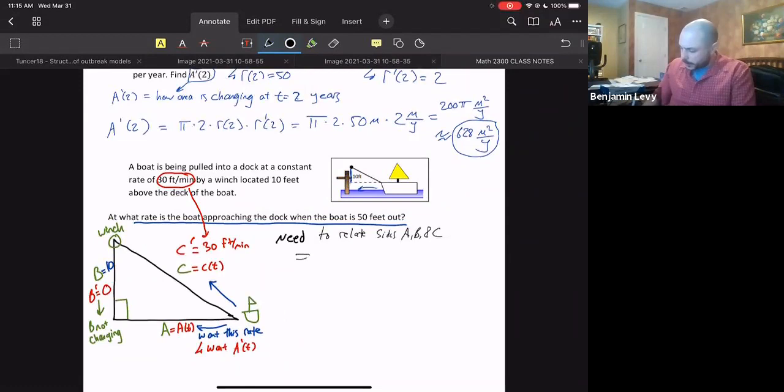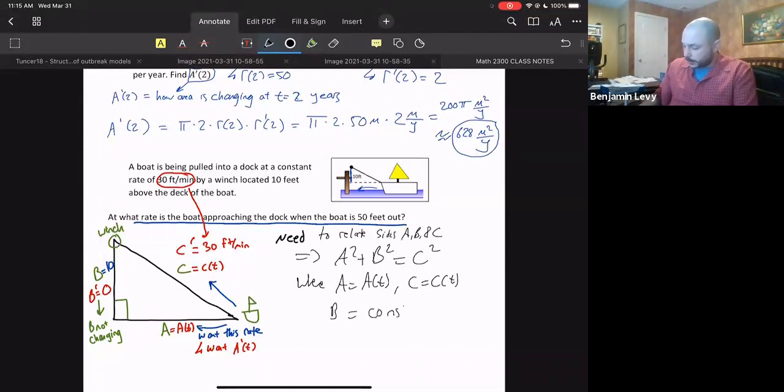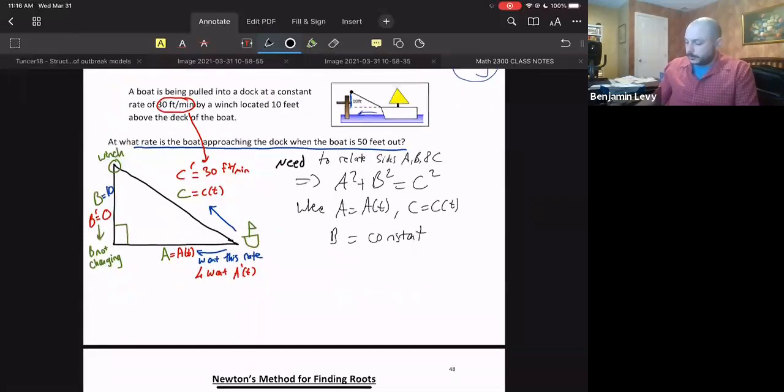I'll probably need to go on another page anyway, so I won't bother cramming things in. Specifically, A is a function of time. C is a function of time. And B is just constant. So when we take a derivative in a second, B is just going to go away because it's constant, right? All right, you guys with me so far?